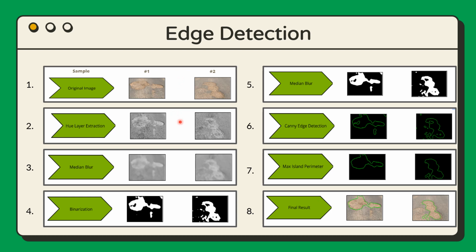So we extract the hue layer, and then we apply a blur to it to smooth it out and remove the noise. After that, we turn the grayscale image into black and white using binarization, because we want to split the image into the street and the pothole object. And then we smooth it out again to remove some noise. And then we use the Canny edge detection technique to detect the edges of the pothole. And then we take the max island, because that is the relevant island and the one that represents the pothole itself. And then we can see a result, which is a mask that is pretty well over the pothole.